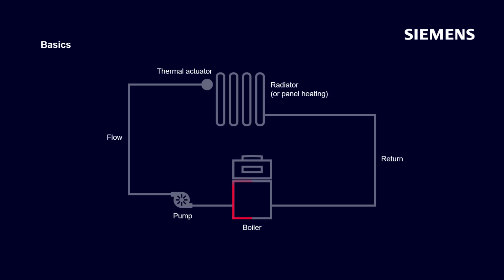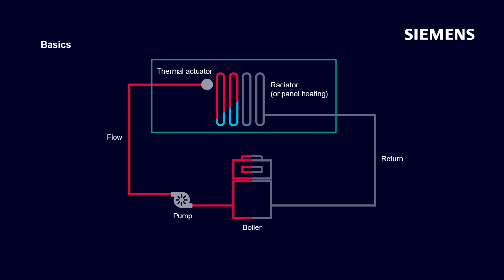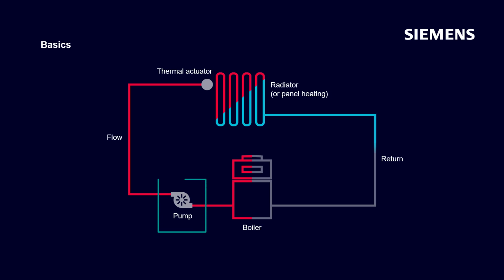Water is the heat transfer medium. The water is transported from the producer, in this case, the boiler, to the respective heating surfaces in the rooms. The heat is then released into the rooms. These can be radiators, panel heating, underfloor heating, or ceiling or wall heating. For the required heat to reach the heating surfaces in the rooms, a circulation pump is required on the flow pipe. The cooled water is returned to the generator, the boiler, via the return pipe.